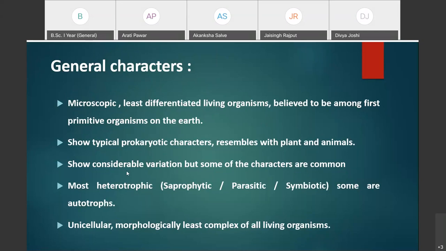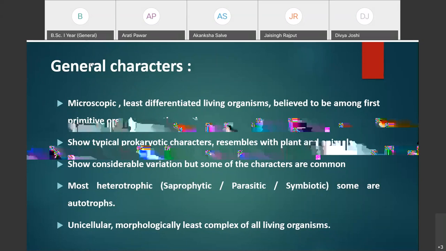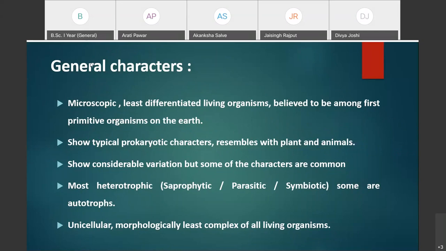First of all, we are going to discuss the general characters of the bacteria. In this slide you can see the general characters of bacteria. The bacteria are microscopic. They are very small and cannot be observed with the naked eyes. For the observation of the bacterial cell, one has to use a microscope.